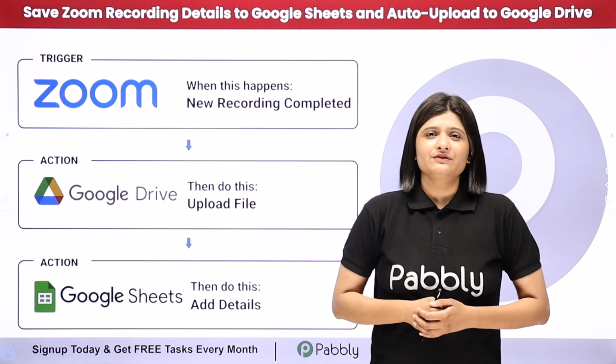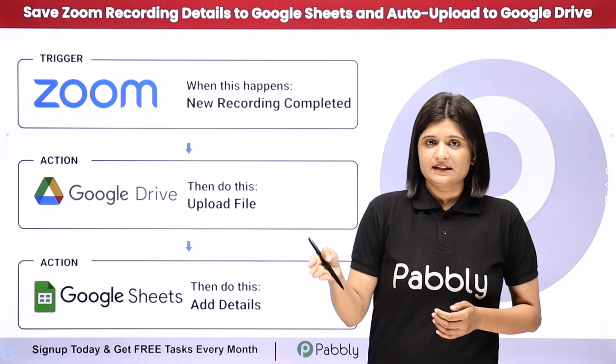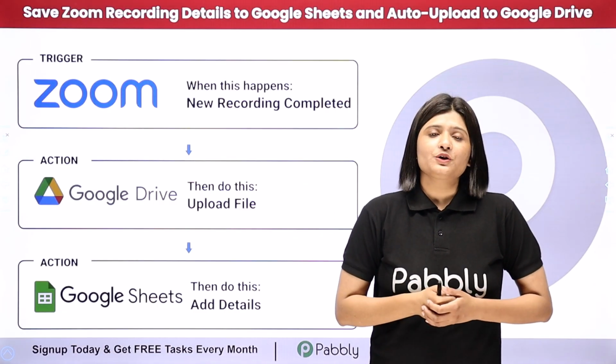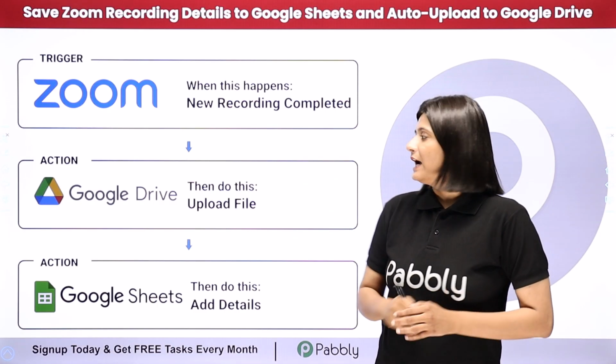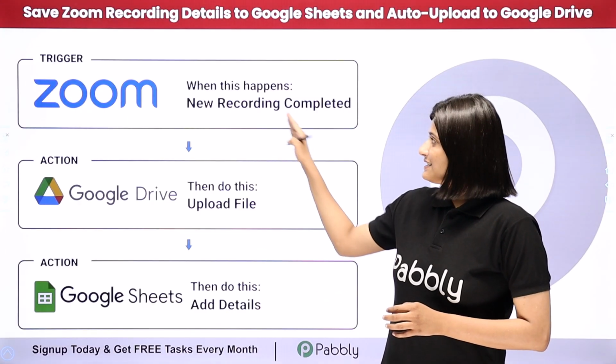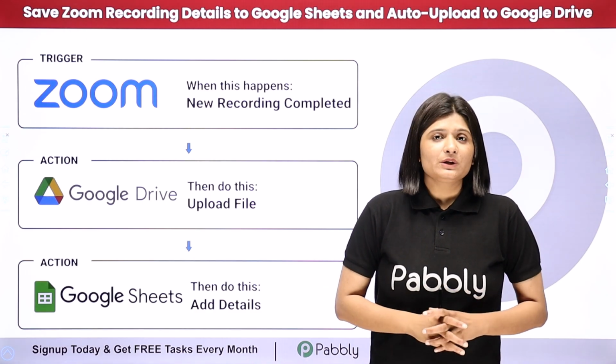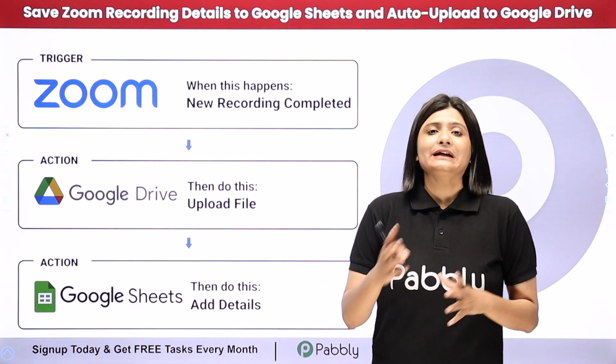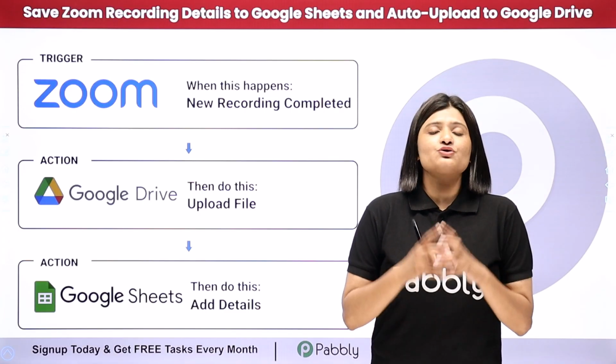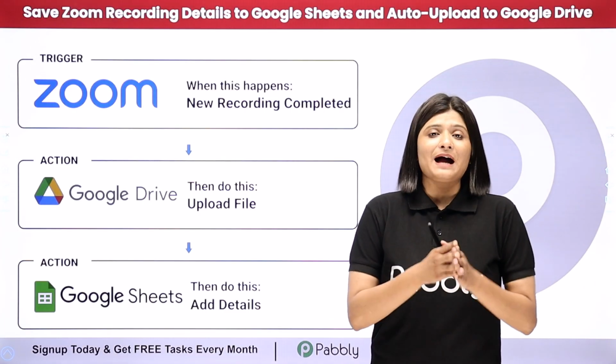Now I want that whenever there is a new recording which is completed, a meeting which is completed, automatically this recording detail should be added to my Google Sheet spreadsheet and this recording file should be uploaded to my Google Drive. Now doing this manually will consume a lot of my time, so I've completely automated this process, and to do this automation I'm going to use Pabbly Connect.